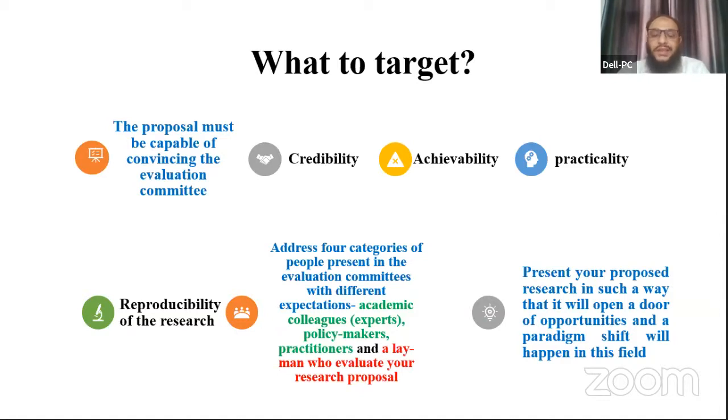So this is the first target or our goal, to write such a proposal which can be easily accepted by the evaluation committee. When this stage is completed, there are 4 major goals which a proposer has to attain. The first one is credibility, then achievability, then practicability, and fourth, reproducibility of the research.